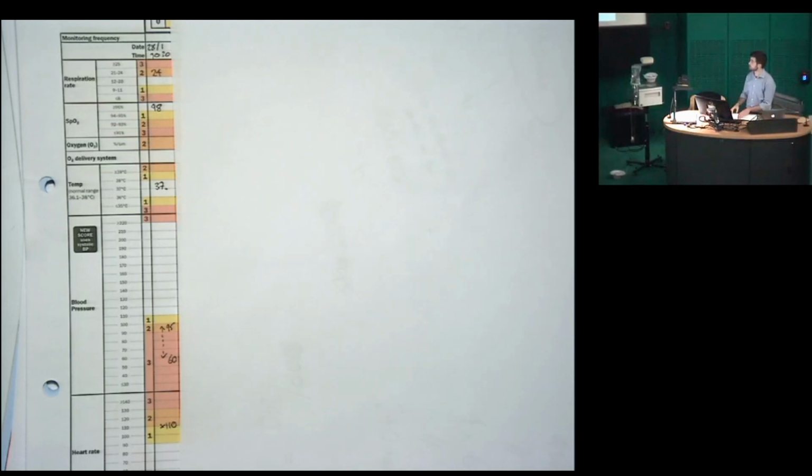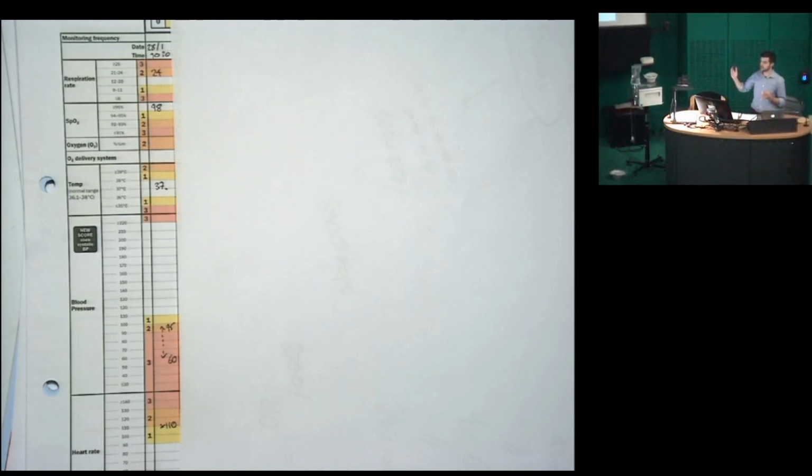Good. So everything, and some good things? So respiratory rate is 24, so a bit elevated. Generally, you're looking at the blood pressure and the pulse.